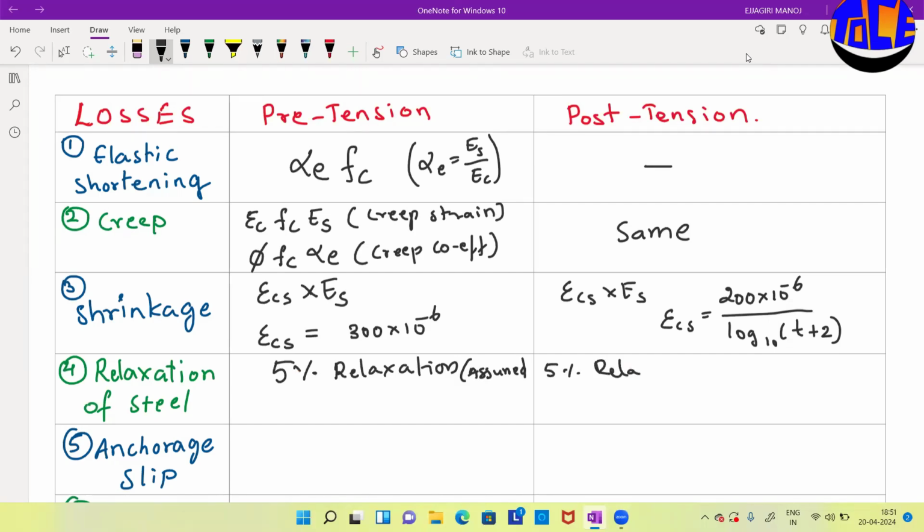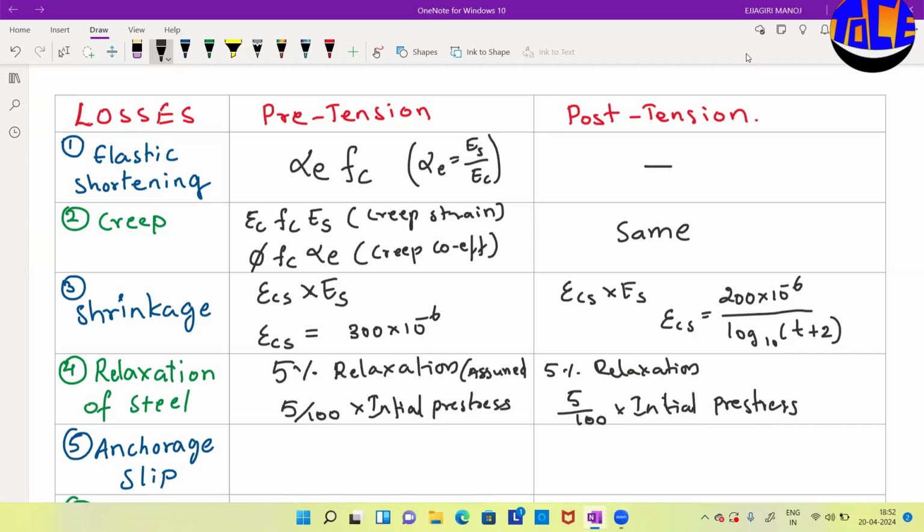Okay, so how do we calculate the loss? The loss is nothing but 5%, that means 5 divided by 100 into the initial pre-stress. So generally, remember, the question will mention how much relaxation is provided. In the absence, you can assume 5%. Okay, now coming to the anchorage slip.